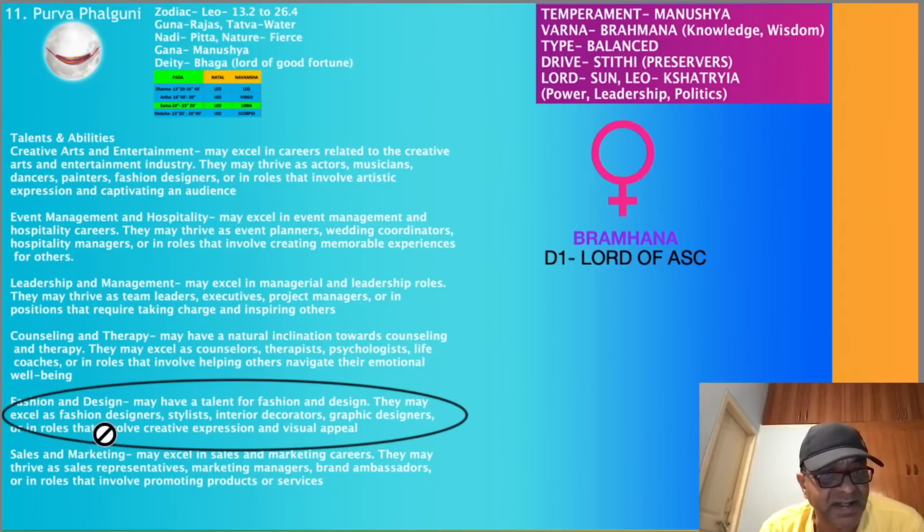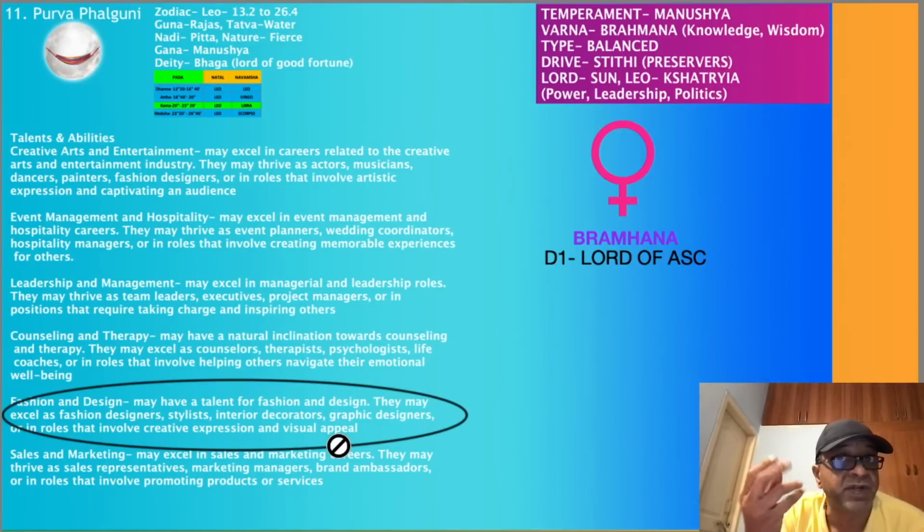May have talent for fashion and design. They may excel as fashion designers, stylists, interior decorators, graphic designers, in her case jewelry, or in roles that involve creative expression and visual appeal. Her jewelry is really fantastic. She does handcrafted jewelry, right? Custom made for clients, based upon their health, based upon the knowledge of the gems, what combination of gems you should wear. This is a highly, deeply esoteric and practical science.